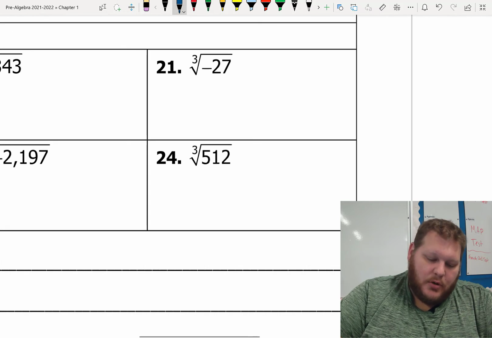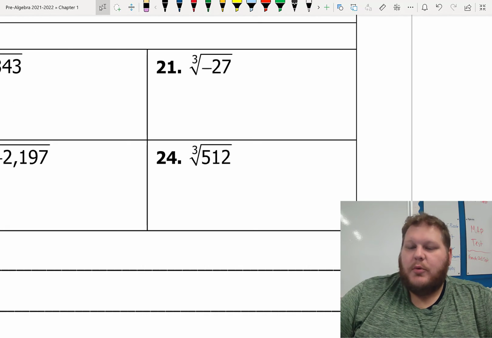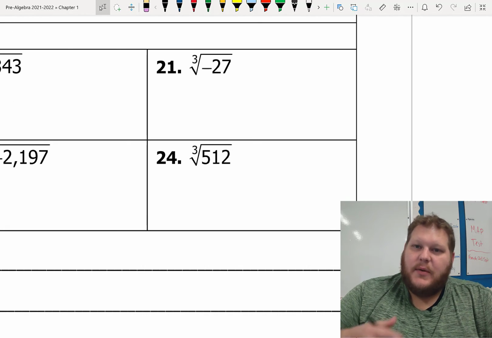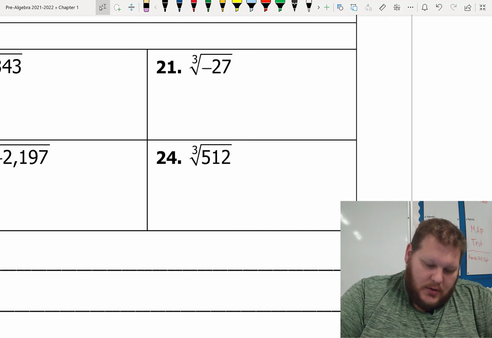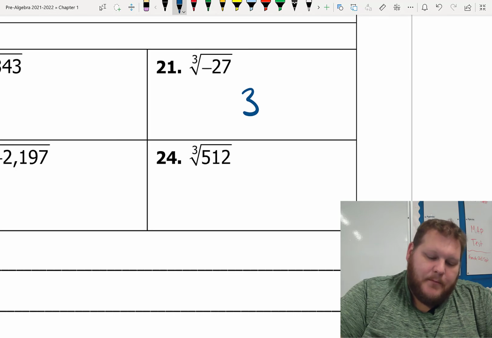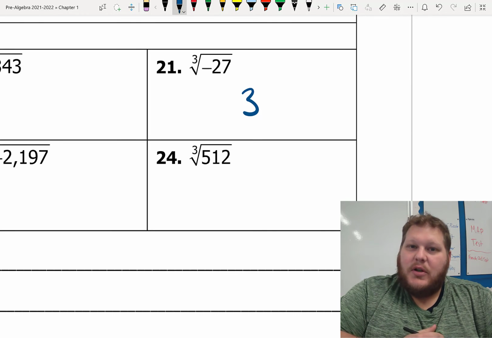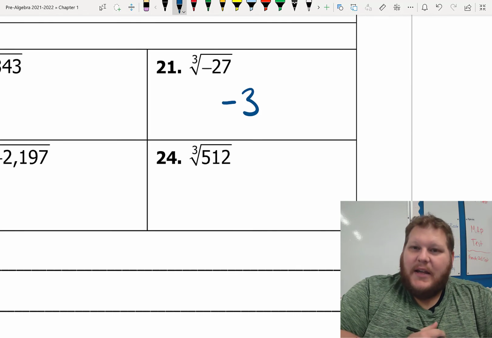Okay, two more. Number 21, cube root of a negative 27. Again, we can look at our list for what perfect cube is 27, which would be 3. But in this case, because I'm trying to find the cube root of a negative, it should be a negative 3.